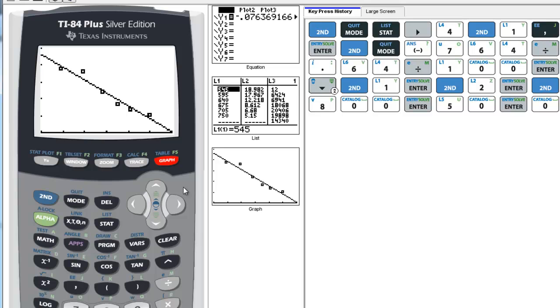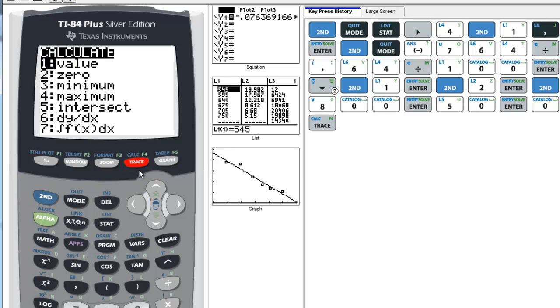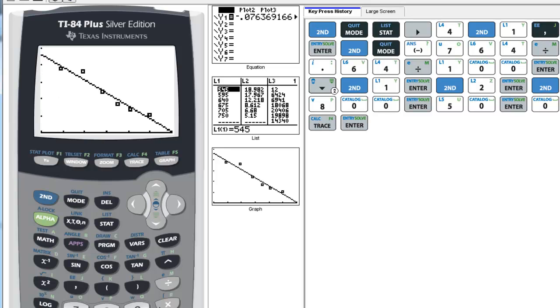And what they're asking us to do is to input an X value and to find the corresponding Y value. The slickest way to do this is to go second trace. And the first menu function that we have there, value, is the one that you use when you want to input an X value and get the corresponding Y value. So I'll press enter to select it.